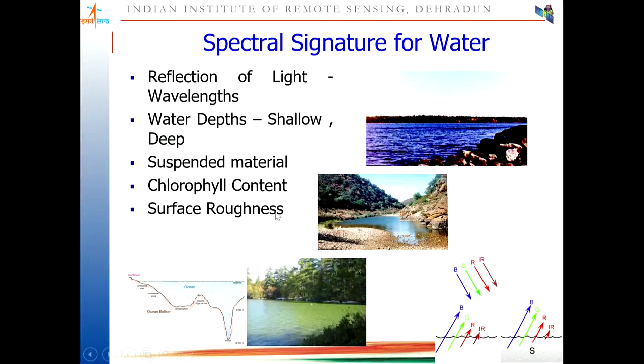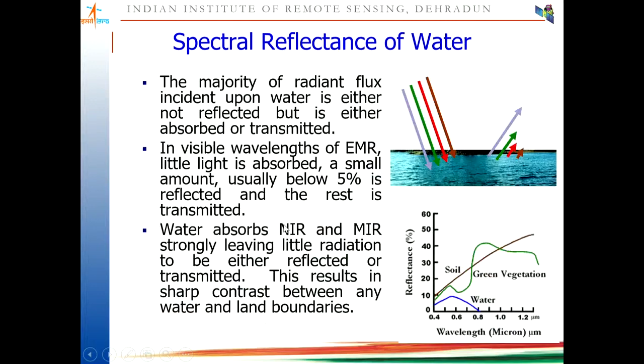Also surface roughness, that if it is standing calm water, it would appear dark. If there is choppy, there's a wind and there are waves, that would result in change in the physical feature and therefore change in the spectral reflectance curve also. Right?